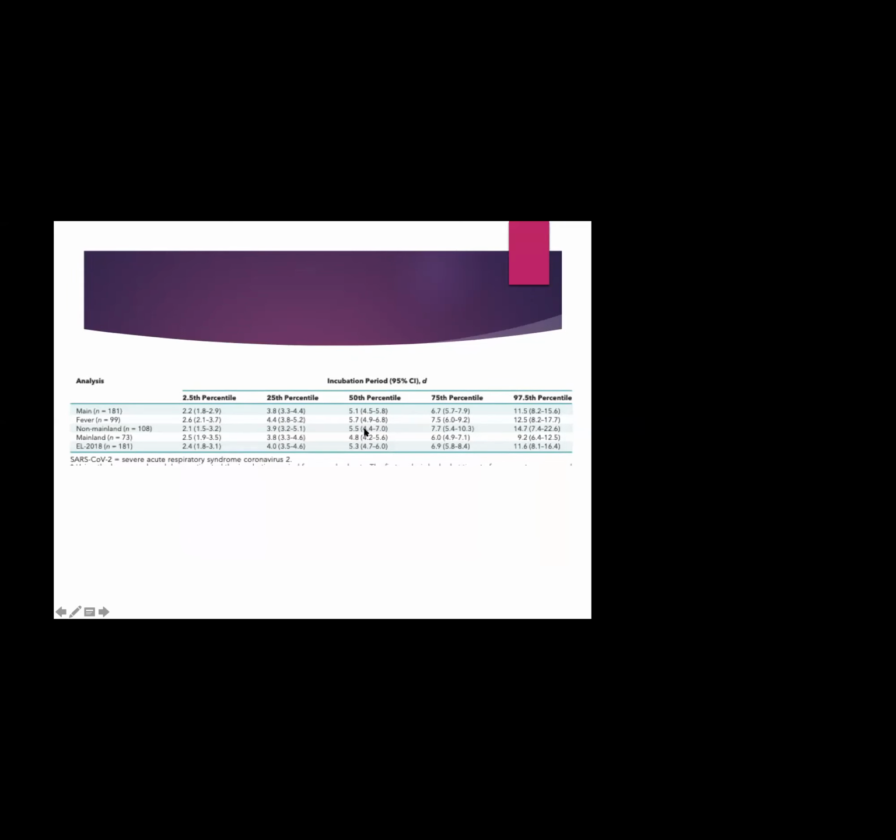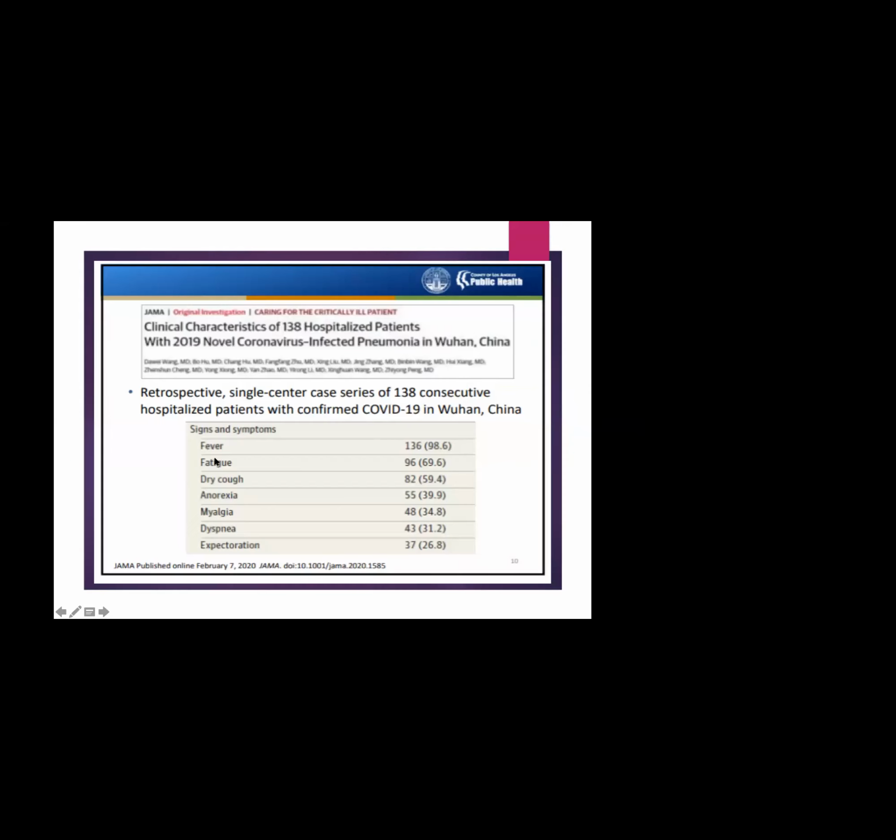So if you look, this is the 50th percentile, the incubation period, what I was talking about, 5 days. 75th percentile is about 7 days. 97th percentile, that's where we get this 14-day window. And this is based on data from several locations.